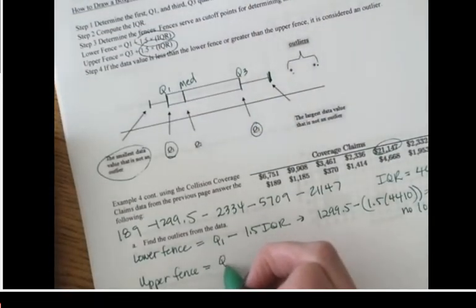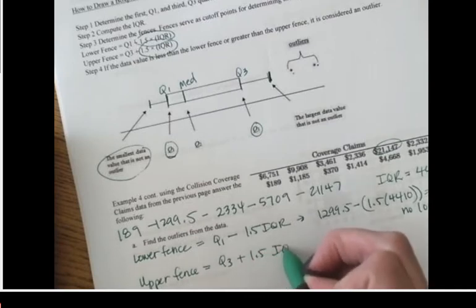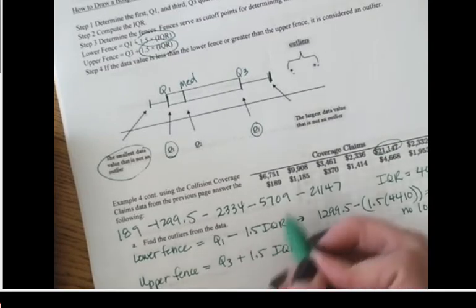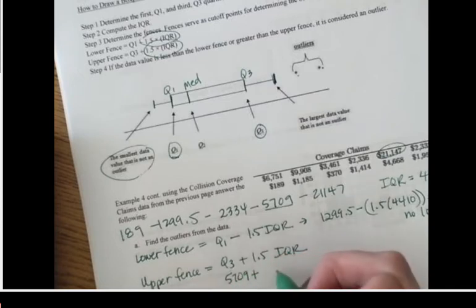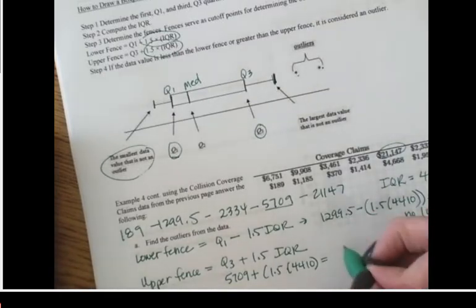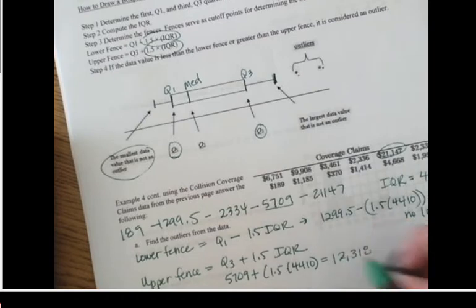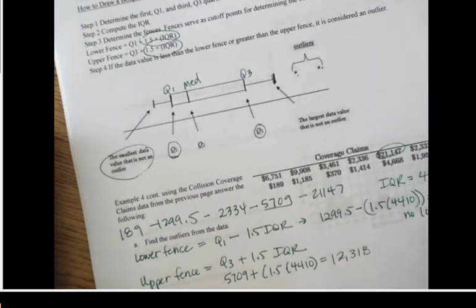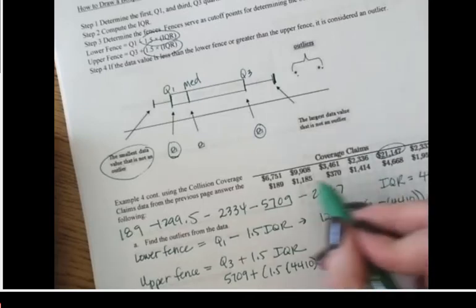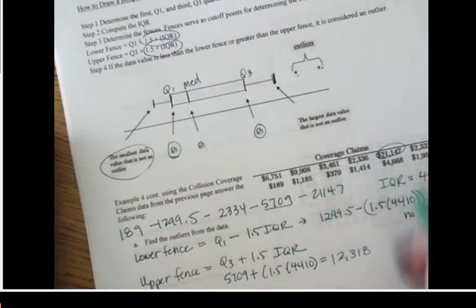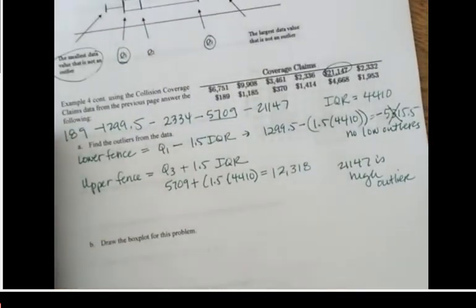For the upper fence, I start at Q3 and I add the 1.5 IQRs. So Q3 was this, 5709 plus 1.5 times 4410. And I get 12,318. Well, that's the fence. Do I have any values in my table higher than 12,000? So let's see. Definitely 21,147 is a high outlier. Okay, so sorry about that.